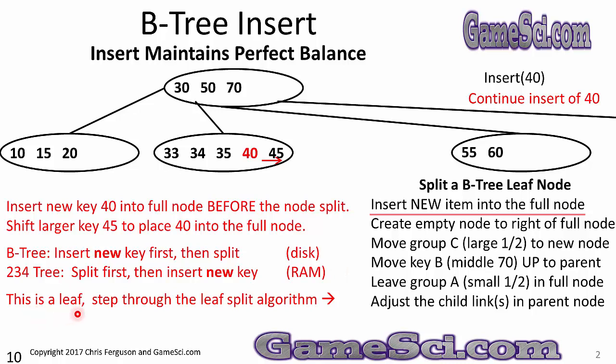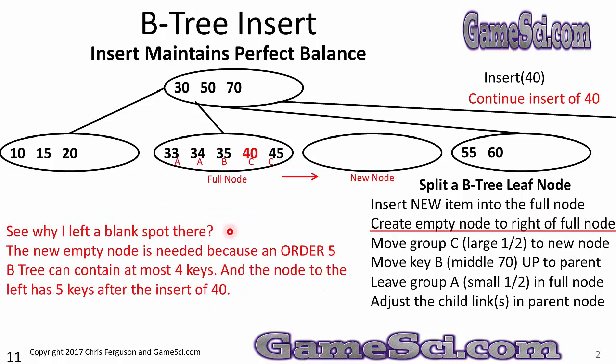This is a leaf. Let's step through the leaf split algorithm. We've done the first step. We've inserted the new item into the full node. Do you see why I left a blank spot there? I left an open space in there because I knew we were going to be splitting and I knew we'd need room for a new node. The next step is to create an empty node to the right of the full one.